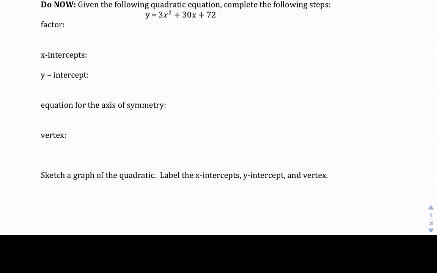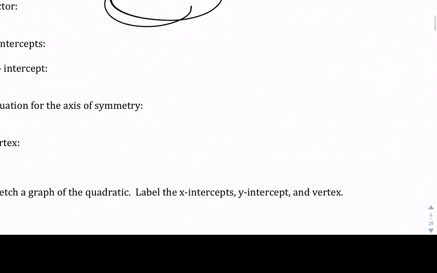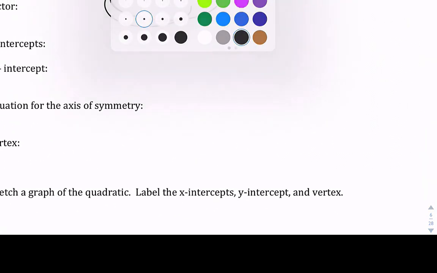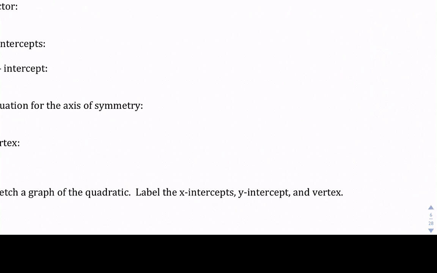And you can do it several ways, box and circle, you can factor by grouping. I like the box and circle, so that's what I'm going to use. Before we do that, though, we can factor out a greatest common factor. If you notice, we can divide each of these terms by 3. So I'm going to do that. We have 3, and I'll divide each term by 3. So we have x squared plus 10x plus, and 72 divided by 3 is 24.